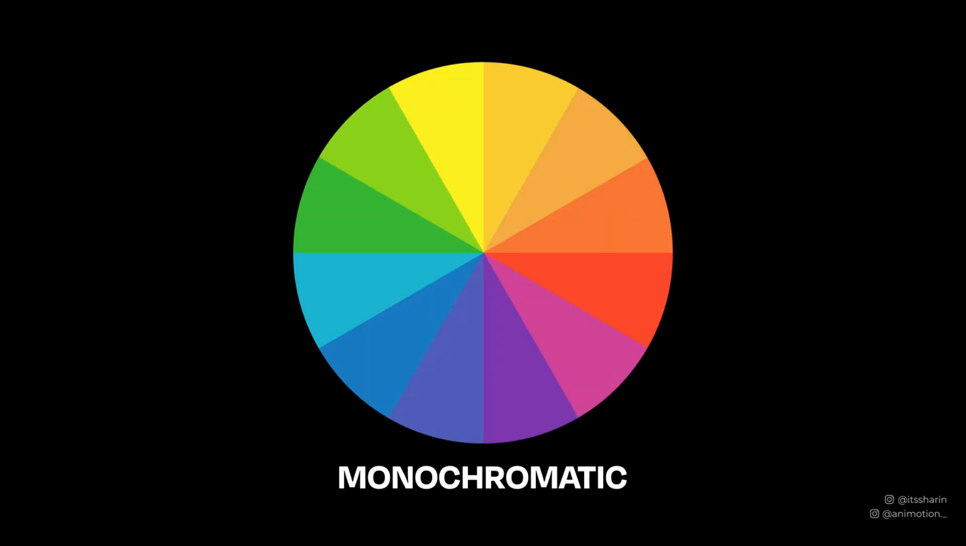So monochromatic, from my understanding, is just one color, but they have different values. So for example, if you want to choose this purple color as your primary color, then the rest of the color would be lighter purple or darker purple.